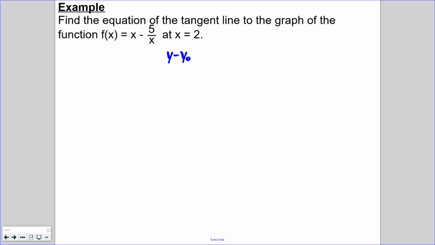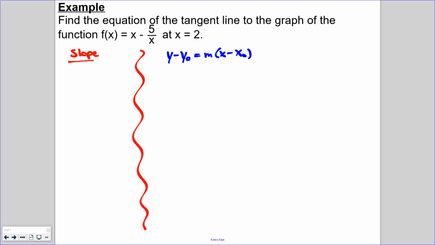But our point slope formula is y minus y sub 0 is equal to m times x minus x sub 0. Now, as we said, we're going to need to know two pieces of information. We're going to need to know the slope, and we're going to need to know a point. So let's just work on the side here, a little bit of scratch work on the side, and let's find the slope. Well, we know that we can find the slope of a curved line by finding the derivative. So that means we're going to have to find the derivative of x minus 5 over x.